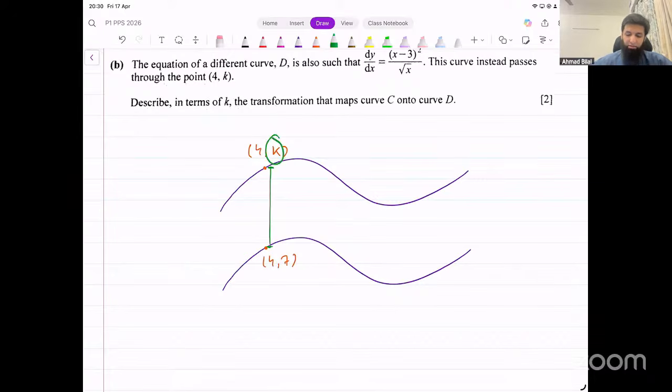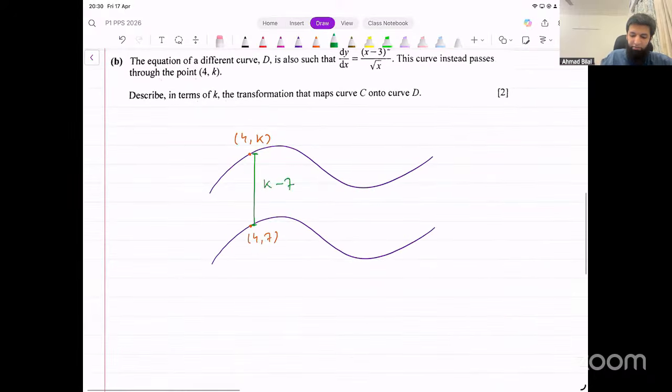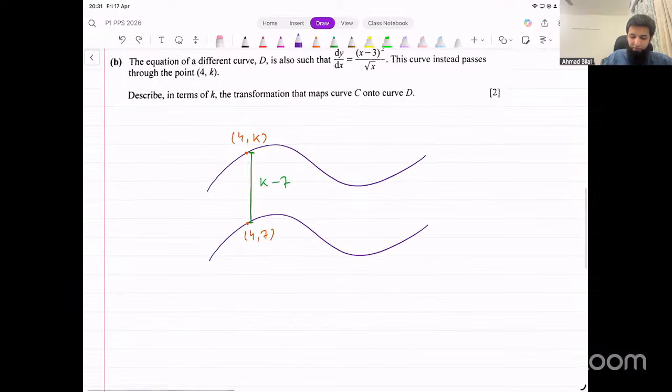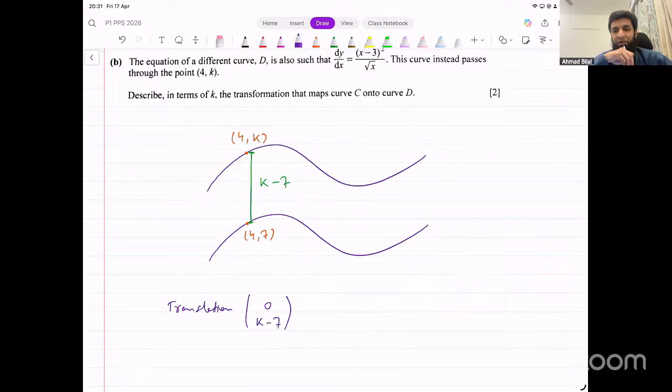This is k, this is 7. The difference is k minus 7. For example, if this number was 20, then the difference would be 20 minus 7, which is 13 units above. In this case, this is k, so that's k minus 7. So the transformation is a translation, and the vector for that will be 0 and k minus 7. That's the translation vector.